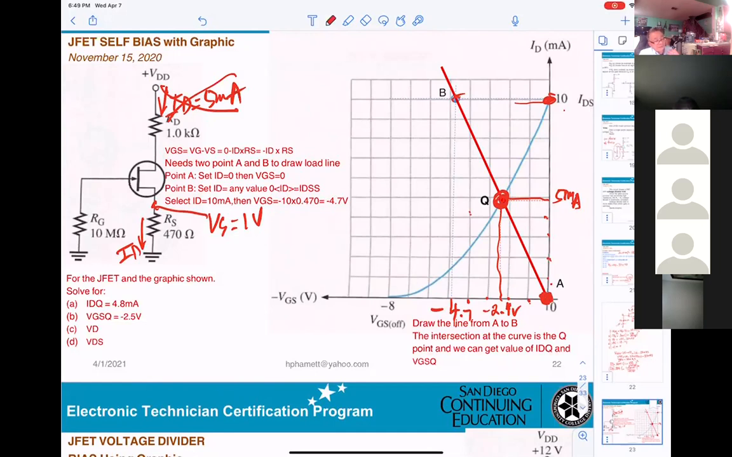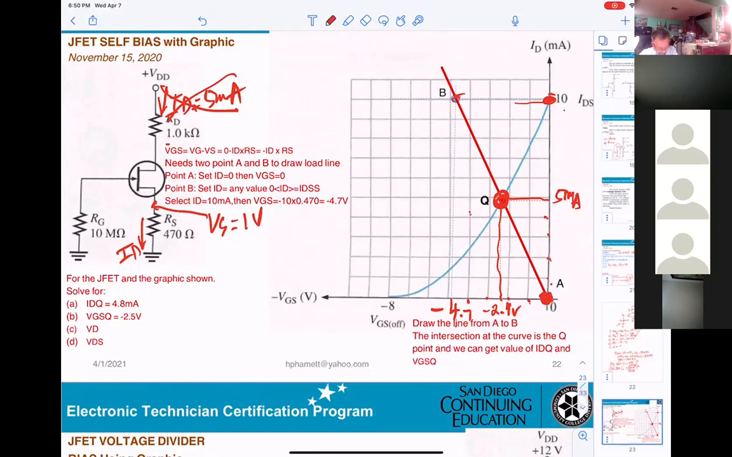If they are using the self bias or voltage divider bias, they need the graph. If they are not given the graph, they will give you either voltage VD or ID or voltage VS for you to do the calculation. Okay, so now we need the time to take the test.